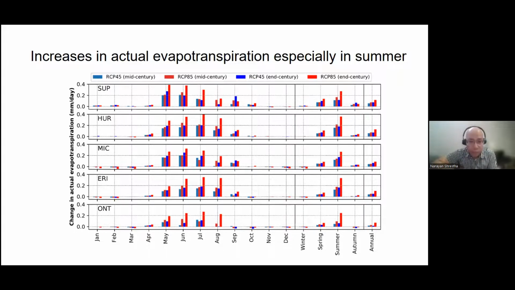The depleted soil moisture, because of increases in the previous months' evapotranspiration, will have some effect in this decrement of actual evapotranspiration in early autumn months.